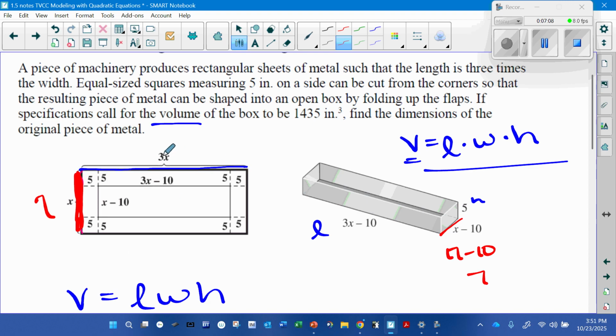So that means this is 3 times 7 because we just found that x was 7. So this is 21. So now you know that this sheet of metal is 7 by 21. So it says find the dimensions of the original piece of metal. Well, we did. It is 7 by 21. So our length is 21 and our width is 7.